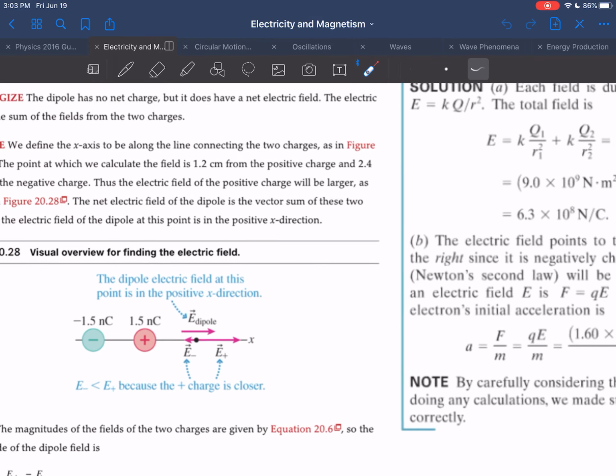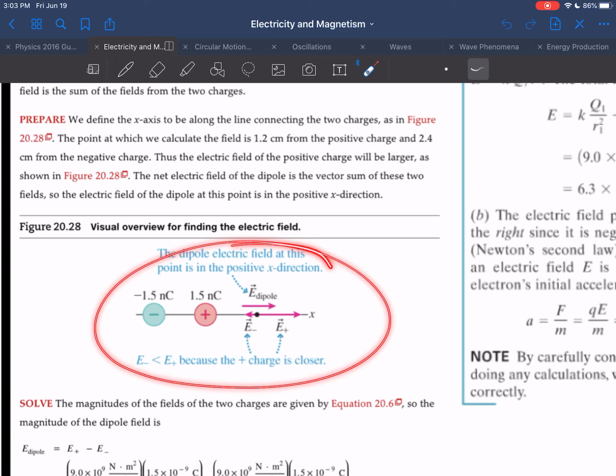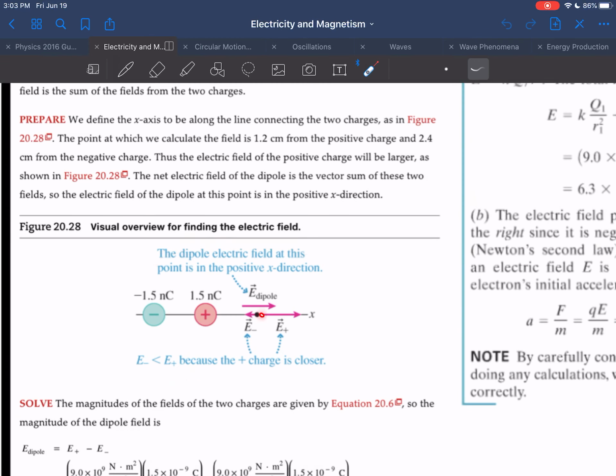So our final diagram looks something like this. The electric field from the positive charge is big and away. The electric field from the negative charge is towards and to the left. And the resultant electric field, the net electric field at this particular point, will end up being to the right with some significant magnitude.